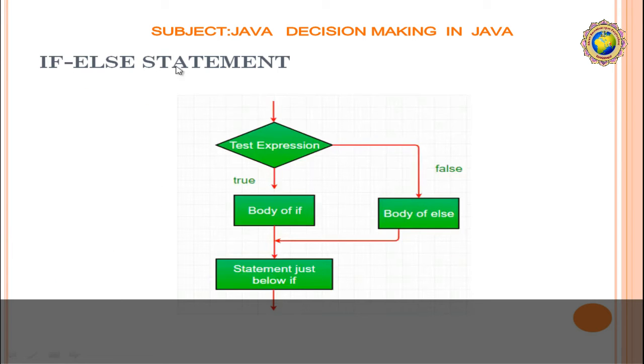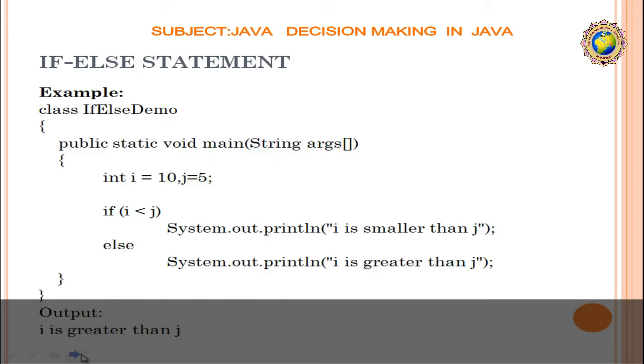Okay, next, this is the flowchart of the if else statement. First, the condition is checked. If it is true, then the body of this statement will be executed, otherwise the next body of code will be executed. So this is about the if else statement. Now we will see the example.